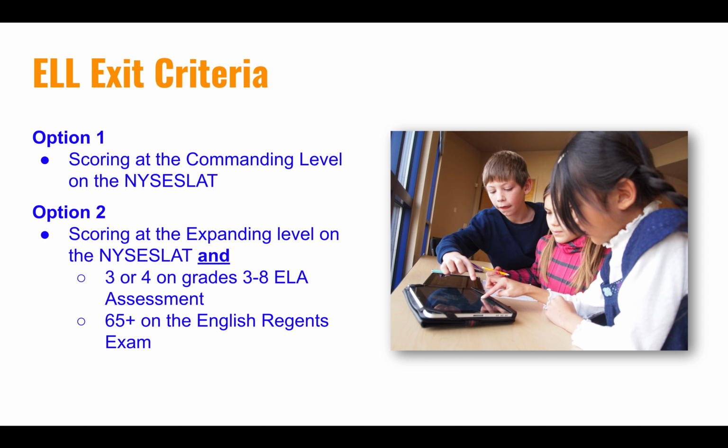So for example, a student who on the 2019 NYSESLAT had an expanding level and on the 2019 ELA assessment in grades 3 to 8, the student had a 3 or a 4, or with the 2019 NYSESLAT expanding level and a 2019 English Regents, whether it be January, June, or August, and the student performed 65%, they would also be considered to exit ELL status.